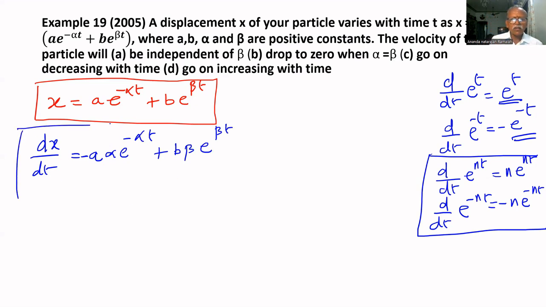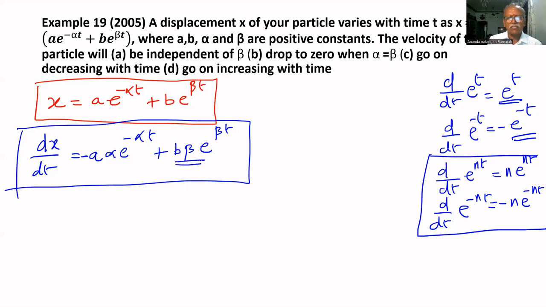So we got the velocity. The first answer says it is independent of beta. No, velocity contains beta. Therefore, A is not the answer. We have to first eliminate the wrong answers, then automatically you will get the correct answer.